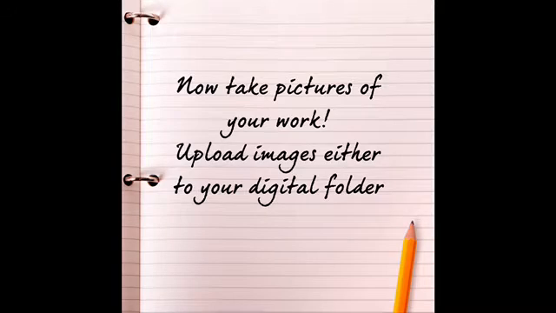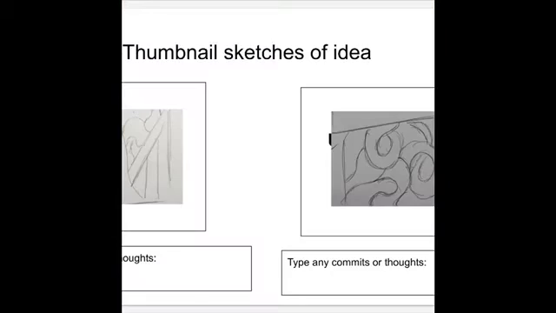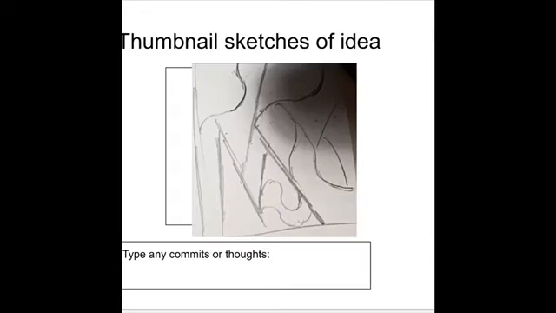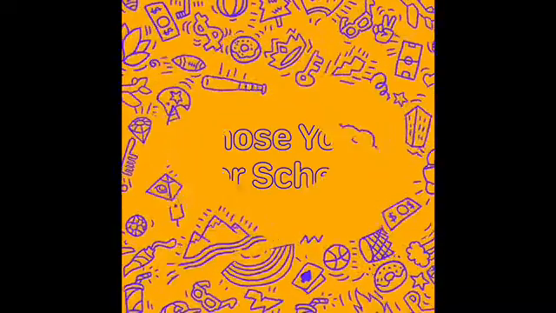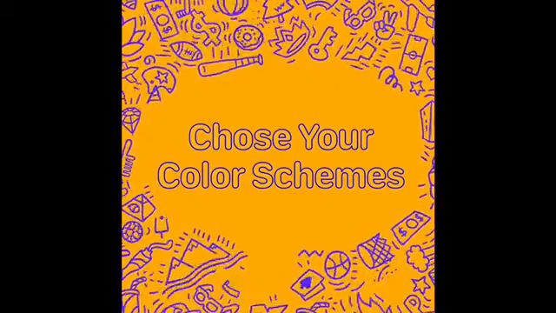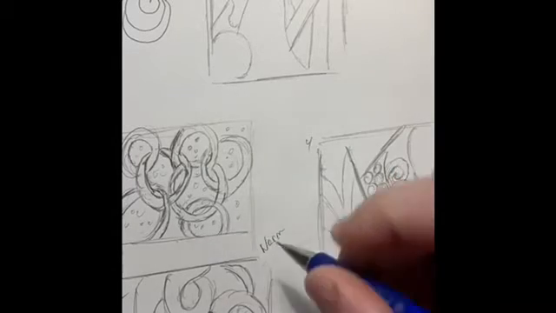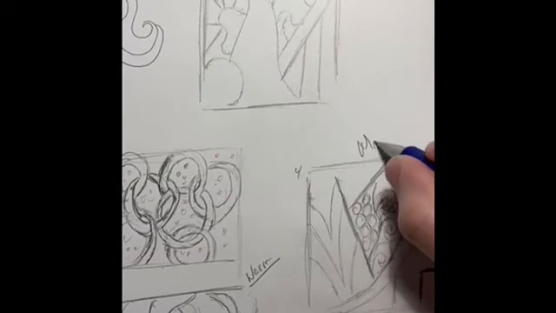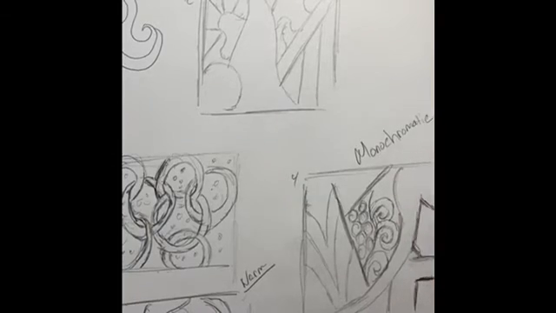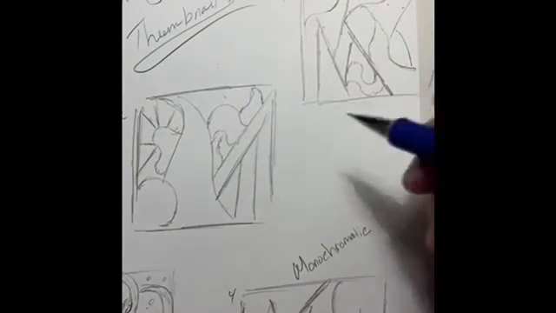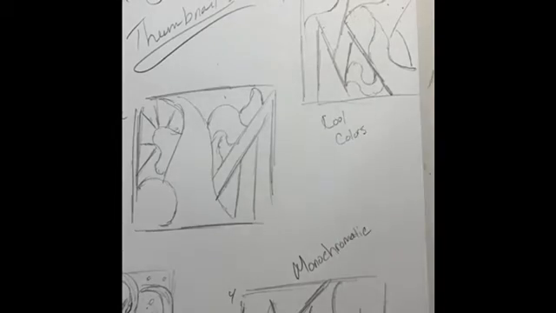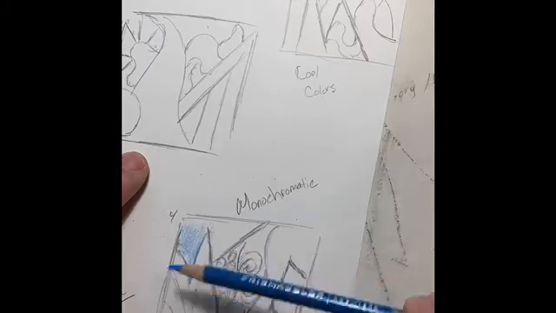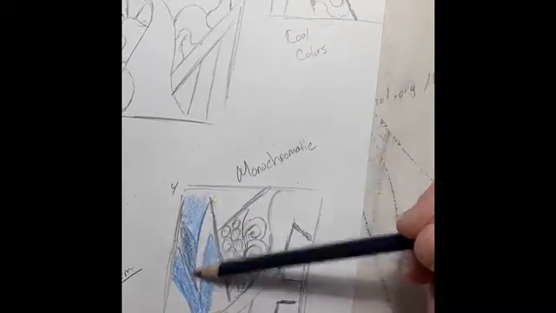Now once I'm done, I'm taking a picture and I will either upload it to my digital folder or to my non-objective journal. Either one works fine. Then I'm going to go to color theory slides, and this is where I will choose my color scheme. The color schemes that I chose were warm colors, cool colors, and monochromatic. Warm colors consist of yellow, orange, and red. Monochromatic is one color plus tints and shades, and cool colors are blue, green, and violet.